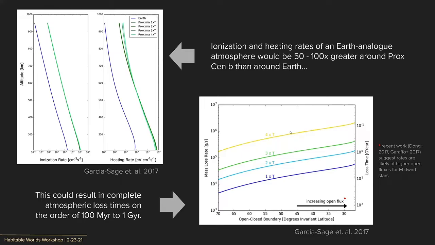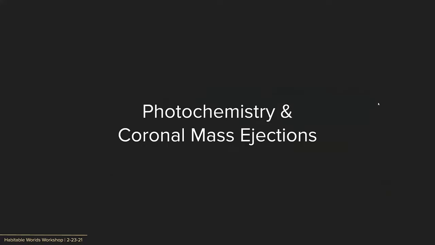But if the thermosphere temperature is 4 times higher than it is for our own Earth, we're looking at loss times of about 100 million years, which is relatively quick in terms of planetary evolution. So you can imagine that an environment like this would probably not be great for life to exist. It takes quite a while for life to evolve and to grow to an extent where we may be able to detect it. And if 100 million years in, you completely lose your atmosphere, life's not going to be able to make it.